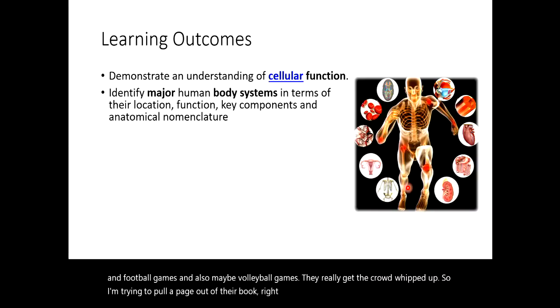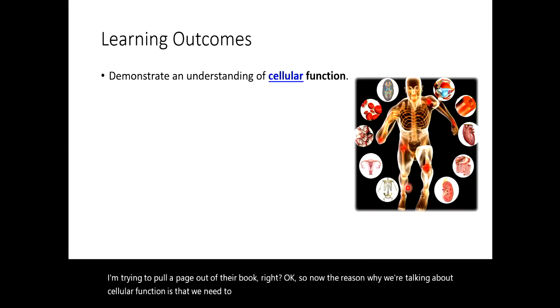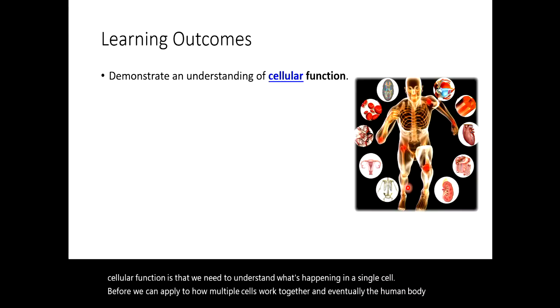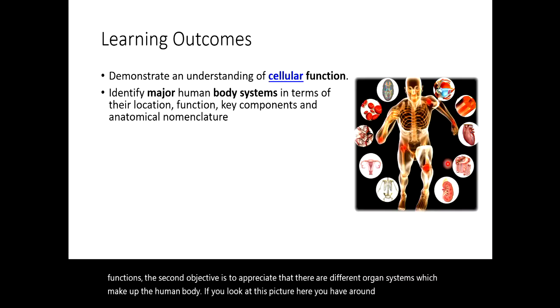Now the reason why we're talking about cellular function is that we need to understand what's happening in a single cell before we can apply it to how multiple cells work together and eventually how the human body functions. The second objective is to appreciate that there are different organ systems which make up the human body. If you look at this picture here, you have around 11 different organ systems.